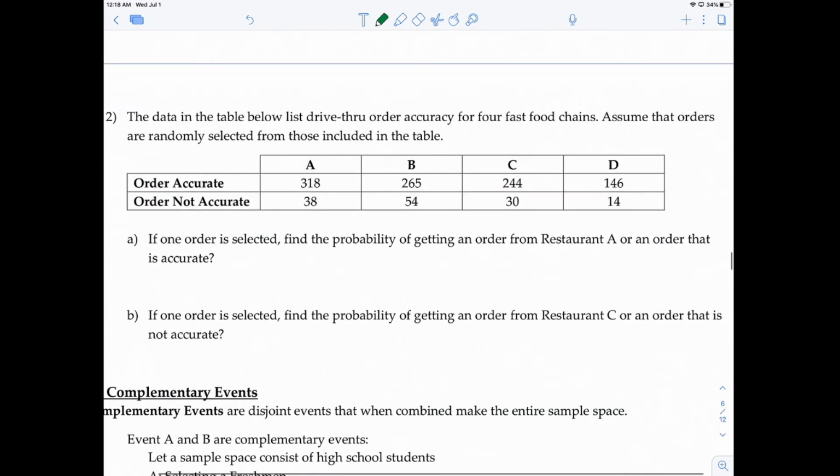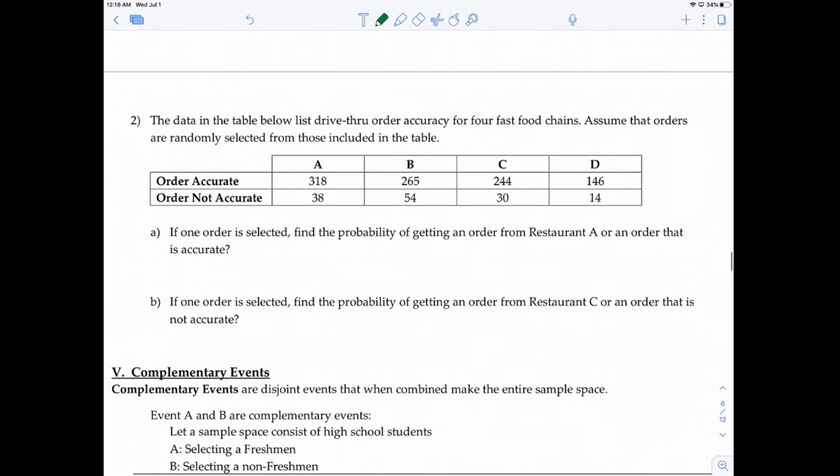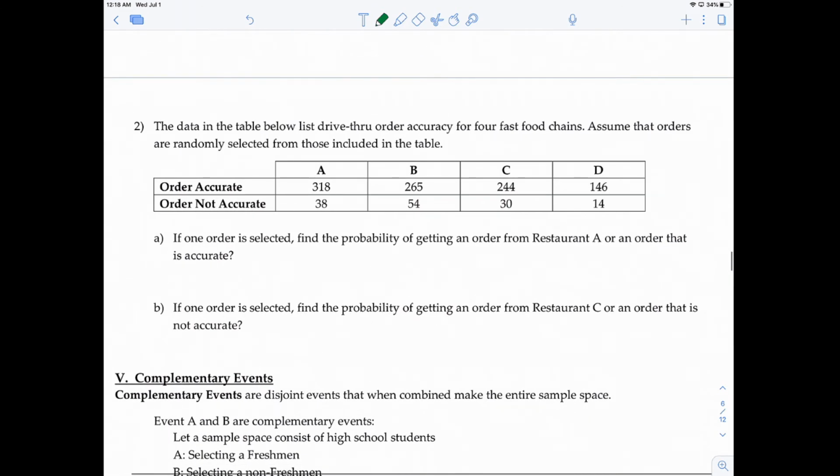Okay, number 2 here. I'll just do one of them real quickly. Again, you have to be able to read this table. This is a two-way frequency table, and here we have drive-through order accuracy for 4 fast food chains. Assume that orders are randomly selected from those included in the table.